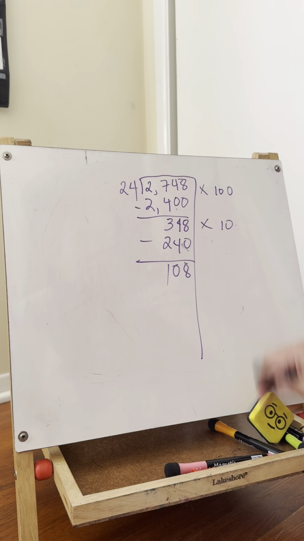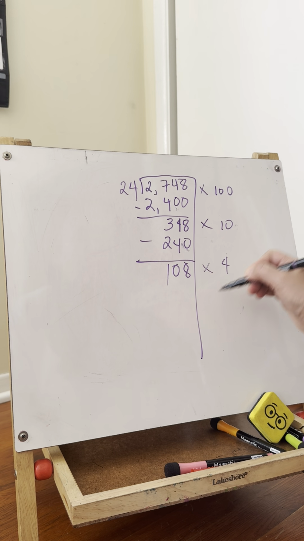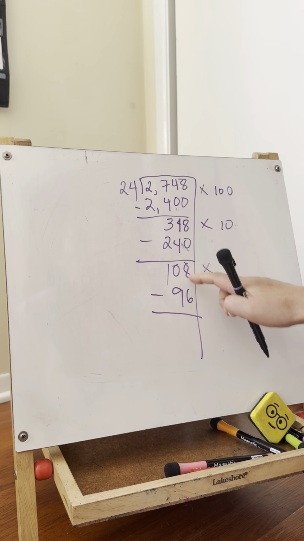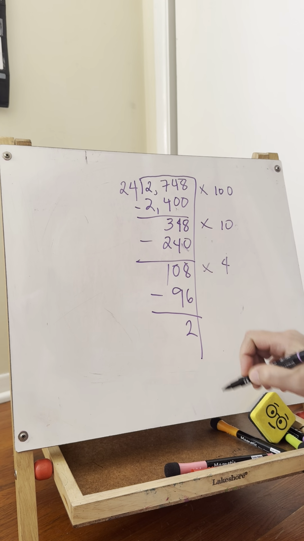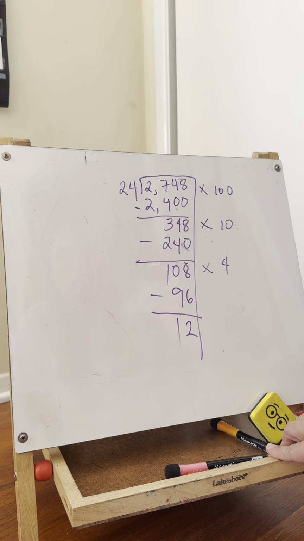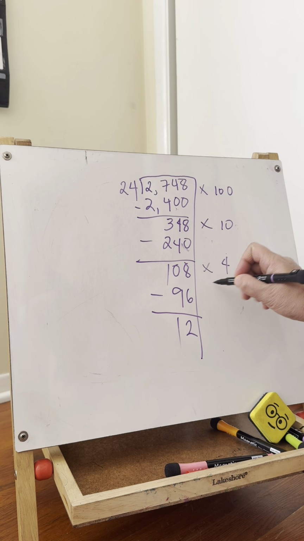So now let's do times 4, which is 24 times 4 is 96, right? And then let's subtract: 8 minus 6, 2. 10 minus 9, 1. Okay, so we are now at the number 12. Okay, so 12 will be the remainder. So we stop dividing.